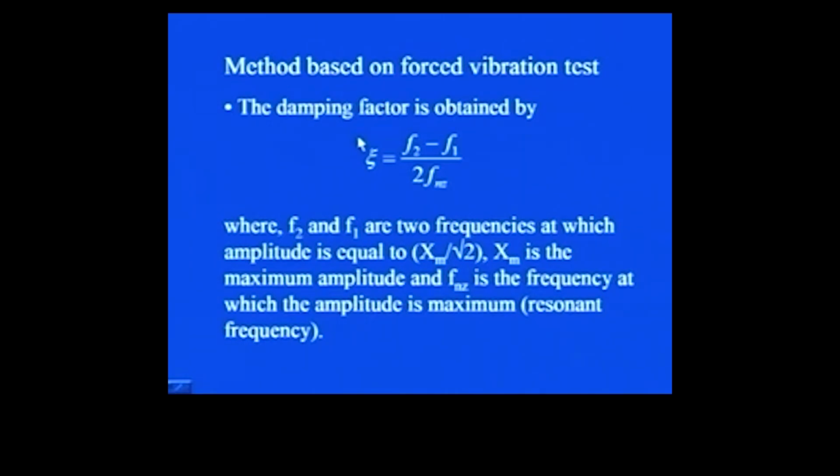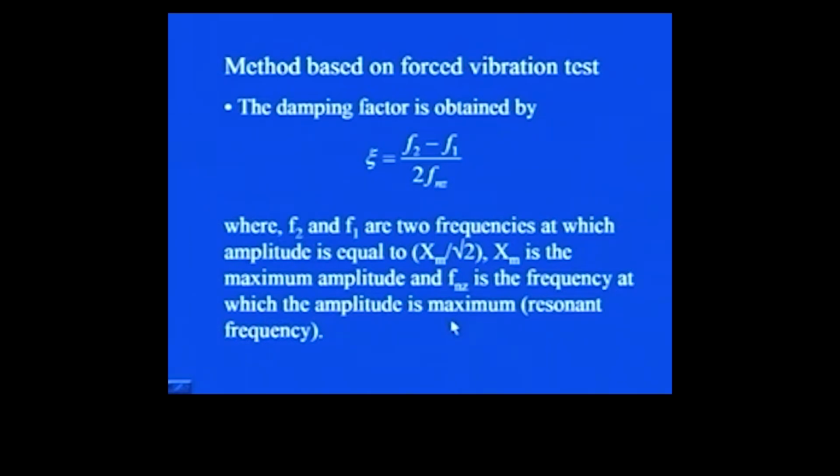to determine the damping factor by this expression, that is zeta is equal to f2 minus f1 by 2 f n z, where f2 and f1 are two frequencies at which amplitude is equal to xm by square root of 2, where xm is the maximum amplitude and f and z is the frequency at which the amplitude is maximum, that is resonant frequency.